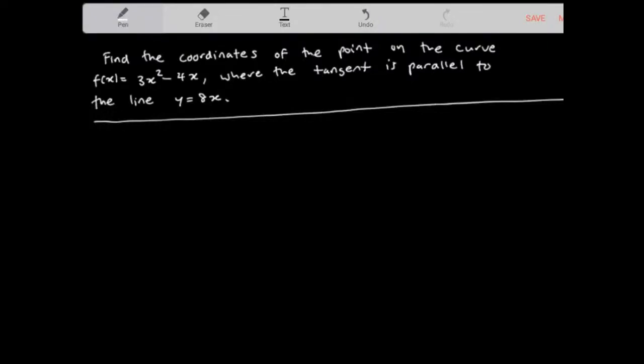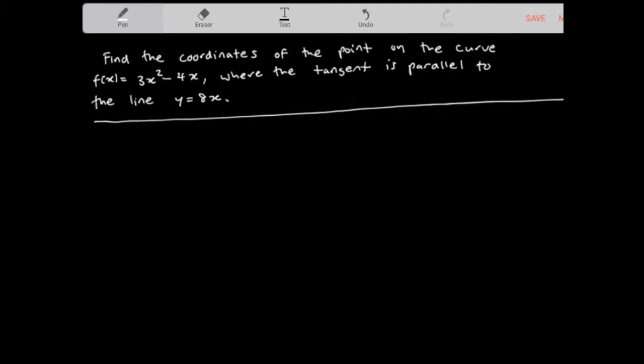So let's take a look at another question regarding calculating the instantaneous rate of change. We want to find the coordinates of the point on the curve f of x is equal to 3x squared minus 4x, where the tangent is parallel to the line y is equal to 8x, right?